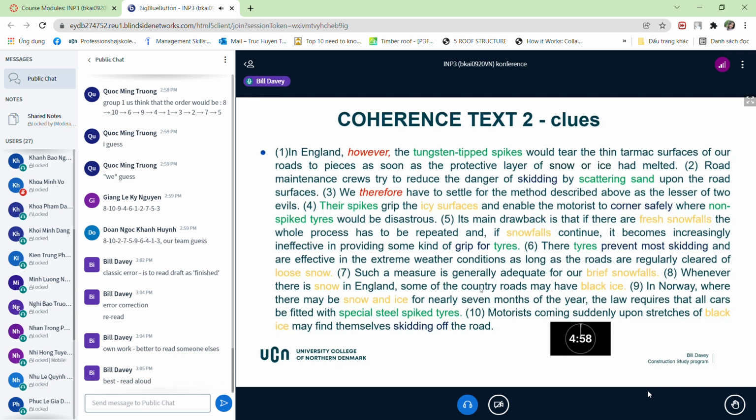If we look at the green words, the same is true. Here, the green words also have a sort of theme, if you like. We've got this idea of tipped spikes, scattering sand, tires, special steel spiked tires, spiked tires, their spiked tires, non-spiked tires. So the green words, they're all about the tires in different ways on a car.